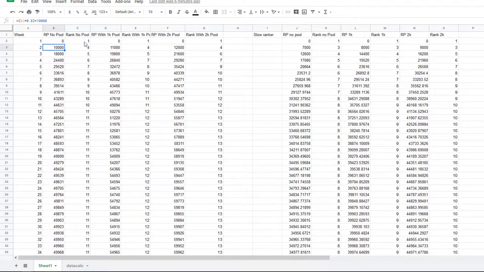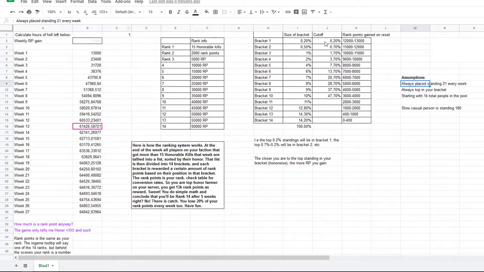So the reason that pool parties work is because it expands the brackets, so more people fit. If you take 1,000 people and you take 0.2% of that, it's only 2 people. Take 3,000 people, it's 6 people. So you get how it expands all the brackets, makes it easier to hit a higher bracket.